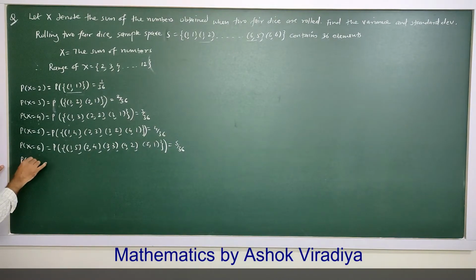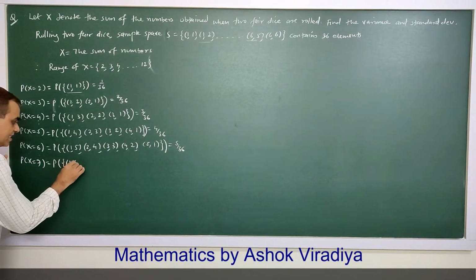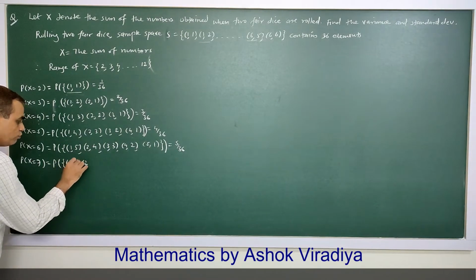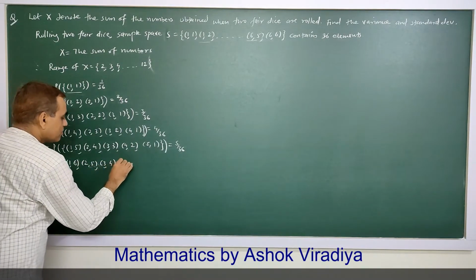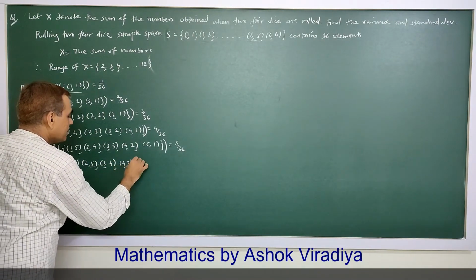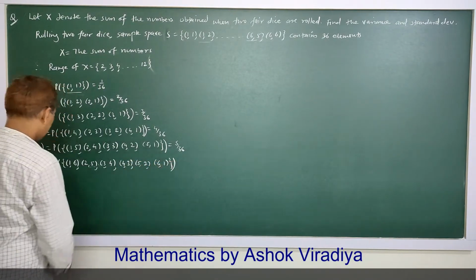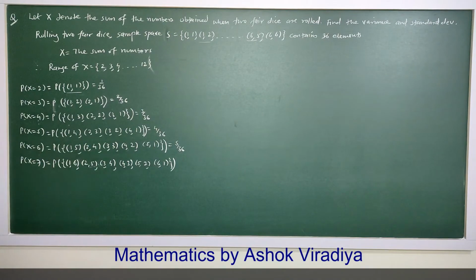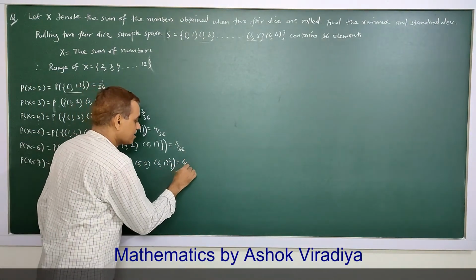Probability that x takes value 7. So it is related with the event 1 6, 2 5, 3 4, 4 3, 5 2, 6 1. So the probability of this event is 1 2 3 4 5 6. 6 by 36.